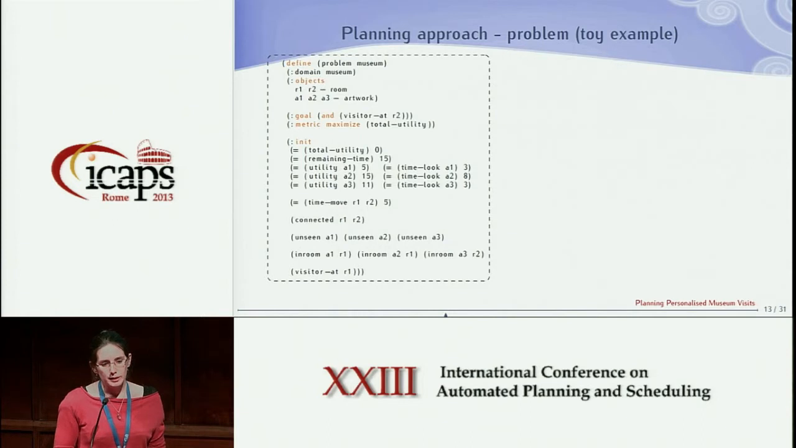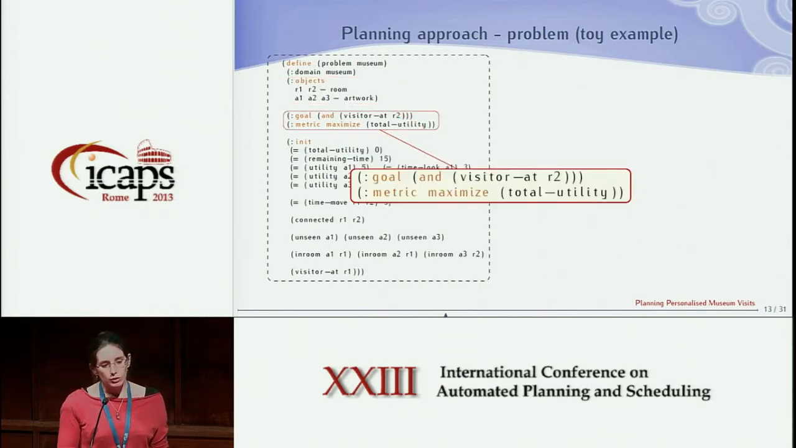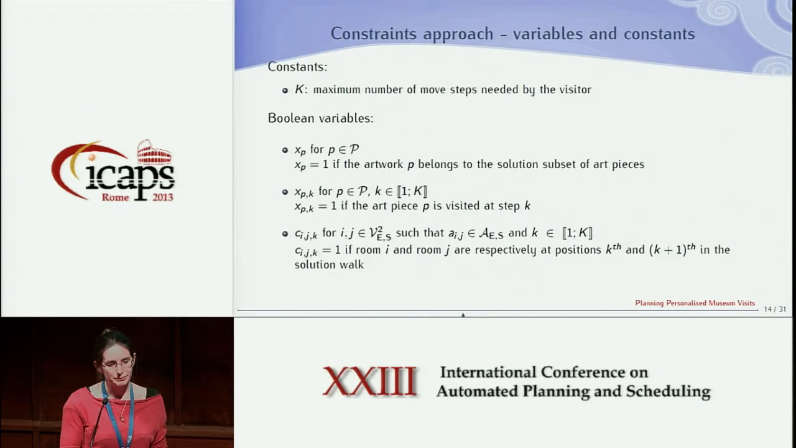So this was for the domain specification, and if we go through the problem definition, if I take my toy example, there's nothing particularly difficult in that. We have to model our different objects, the rooms and the artworks. The goal is for the visitor to be at the end in the exit while maximizing the total utility of the visit. And of course, in the initialization, you make the visitor start at the entrance of the museum.